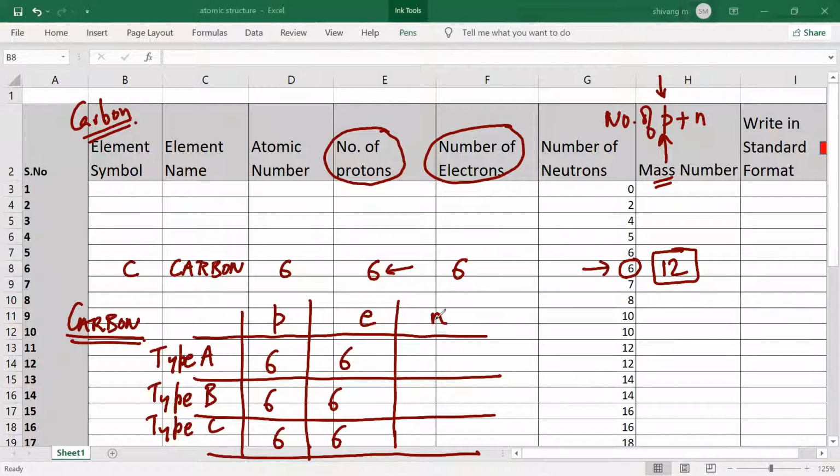Now the strange thing will happen here. In type A, you will find the number of neutrons to be 6. Are we clear? Yes, sir. In another type, you will find the number of neutrons to be 7. Are we clear? Yes, sir. And in another type of carbon, see, these are types of carbon. They are not different elements. Are we clear about this? Yes, sir. All of these are carbons. And in the third type, the number of neutrons would be 8. Are we clear? Yes, sir.